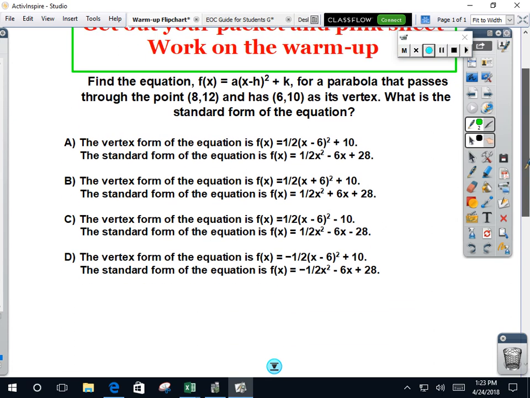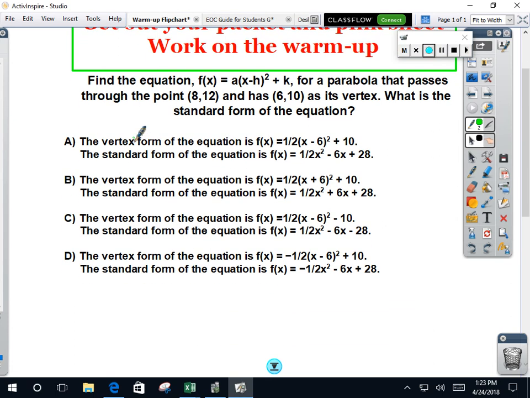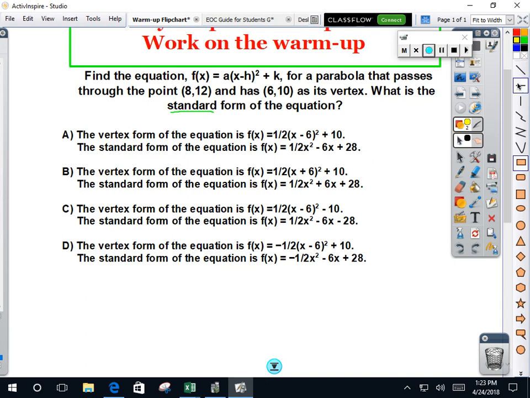Well, when we look at the four choices, each choice gives the vertex form and the standard form. But they only ask you about standard form. So for that reason, I'm not even going to pay attention to the vertex form part, because they only care about the standard form. So I'm just going to ignore all of the first sentences of each choice. You can, but you don't have to.